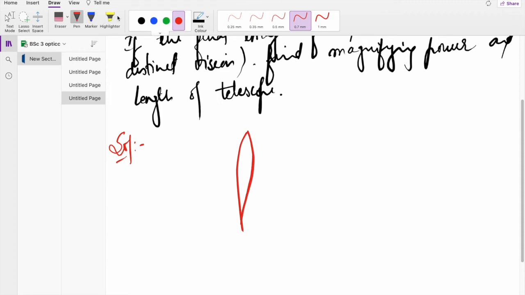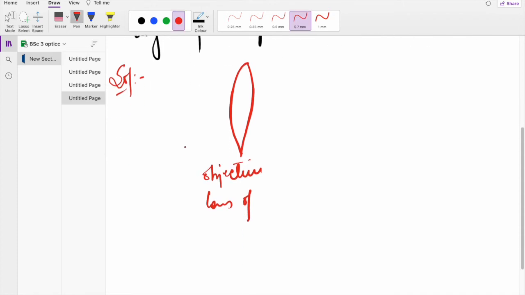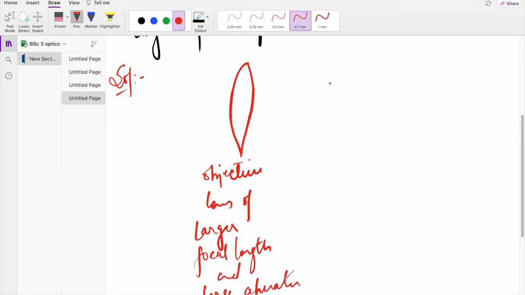We have an objective lens of larger focal length and large aperture. Let me write here. If this is my principal axis, the focal length of the objective is FO.